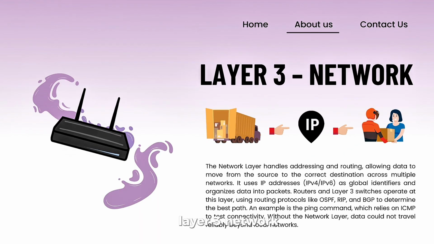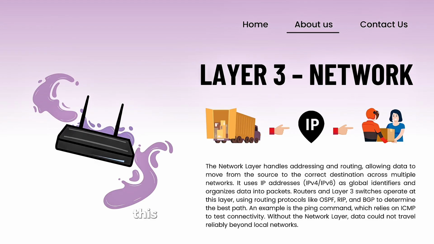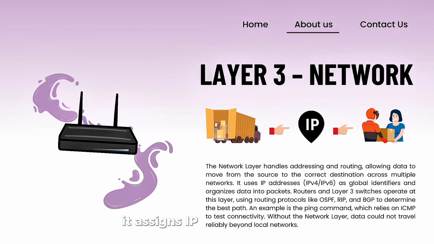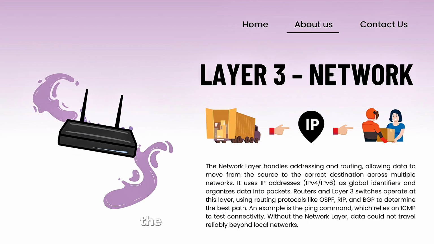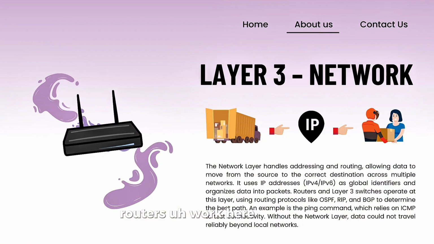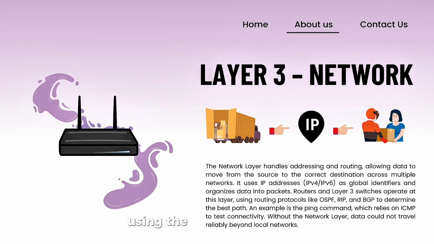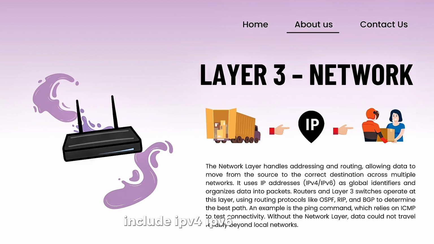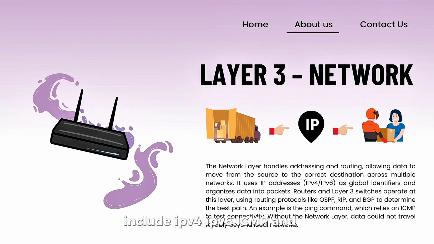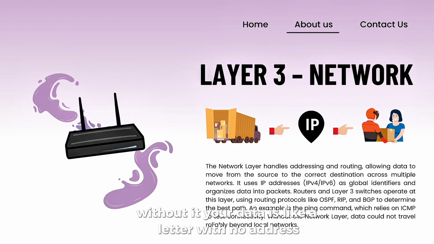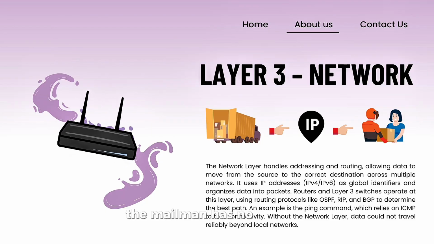Layer 3, Network. This layer is the GPS and map system. It assigns IP addresses and finds the best route for your data. Routers work here. They are like a post office using the fastest route. Protocols include IPv4, IPv6, ICMP, and OSPF. Without it, your data is like a letter with no address. The mailman has no idea where to go.